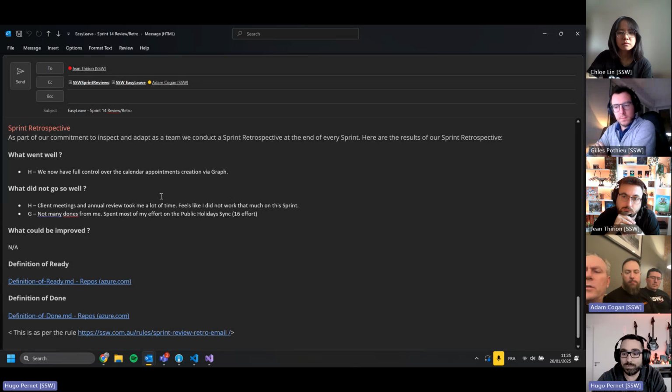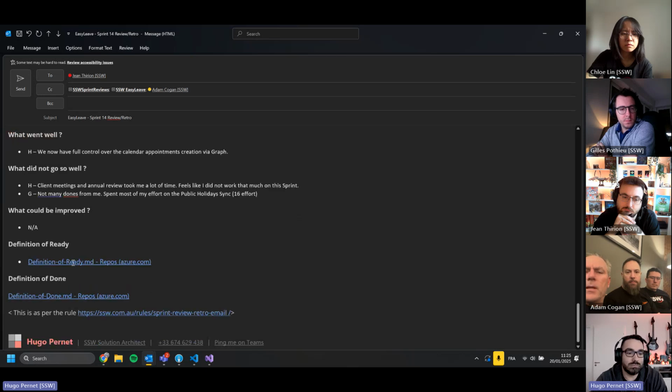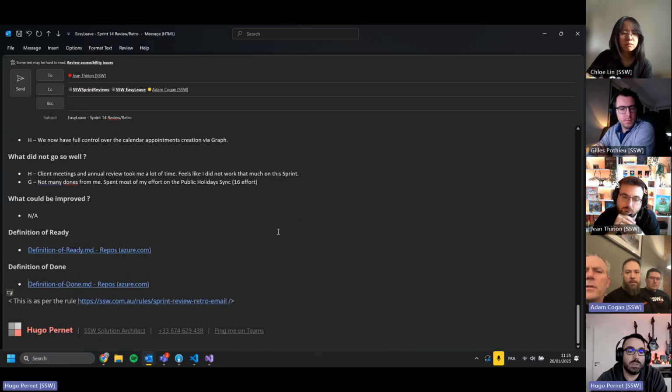Okay. Just on the formatting there. See how what went well, you indent what didn't go so well. Indent what could be improved. Indent the NA. And definition of ready. Indent the URL. And definition of done. Indent. Yeah, I just put a bullet. Yeah, that's good. All right.